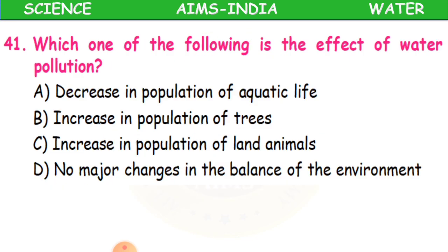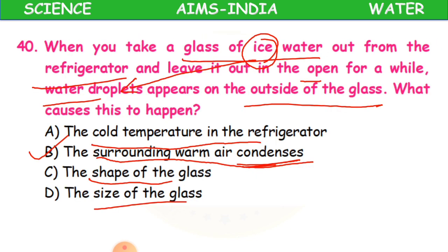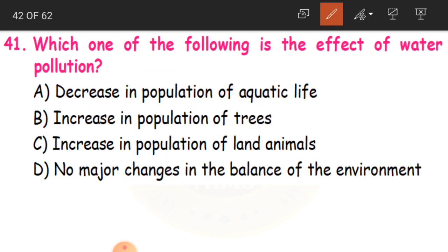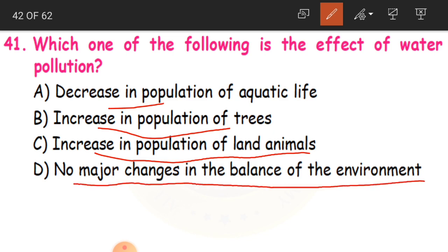Okay. Now, which one of the following is the effect of water pollution? So we might have heard of water pollution, water being polluted through so many causes. So what is the effect from these four options? Whether decrease in population of aquatic life, or increase in population of trees, or increase in population of land animals, or no major changes in the balance of the environment. So what is the effect, children, in these four options?